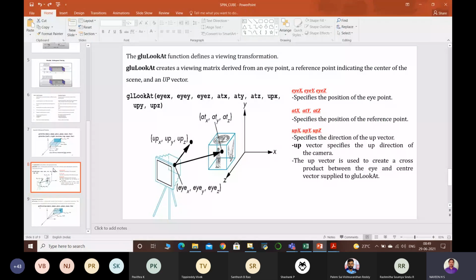Yes, this is about your gluLookAt function. So what will this gluLookAt function define? It defines a viewing transformation, that is, how the transformation is going to happen. That is what the gluLookAt function is basically referring to.